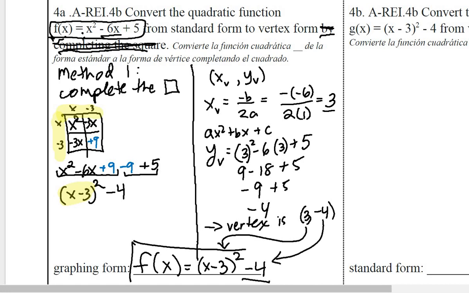Both methods work. Now, if A had not been 1, I would have used the exact same process to find my vertex with this method, method 2. And then I would have put my A value right here in front of the x minus 3 squared.